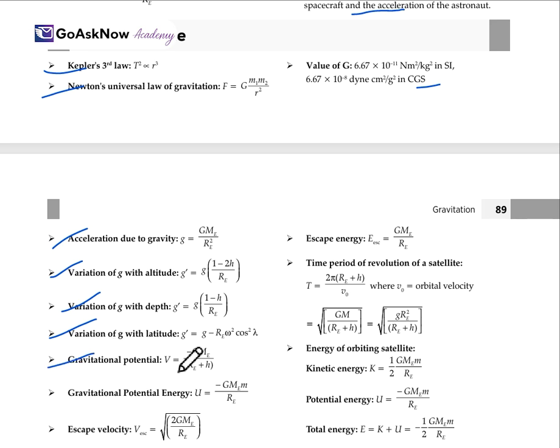Gravitational potential V is equal to minus GMe upon (Re + h). Gravitational potential energy U is equal to minus GMe m upon Re. Escape energy E escape is equal to GMe m upon Re. Time period will be T is equal to 2π times the square root of (Re + h)³ upon G Me.